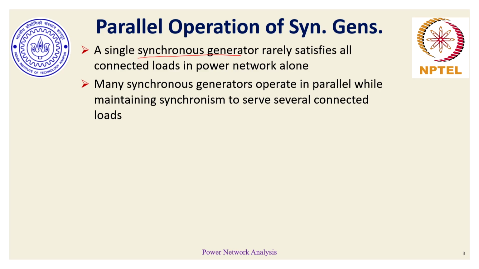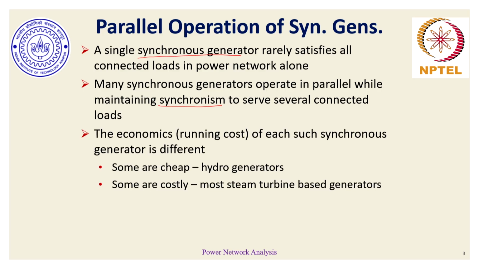And these generators, as I mentioned, get synchronized to the power network before power transfer actually happens. Essentially all these generators have to operate in parallel while also maintaining the synchronization aspect with respect to the system stability perspective, which we will discuss at length in the last module. Each of these units has its own economics, which we discussed at length in the previous lecture. Specifically, the running cost or the operational cost are different, the capital costs are different.